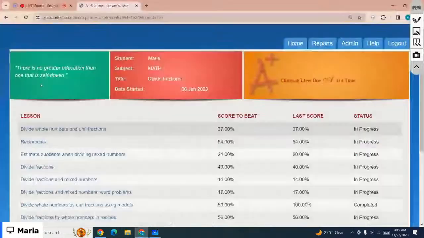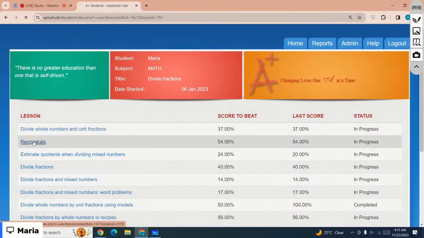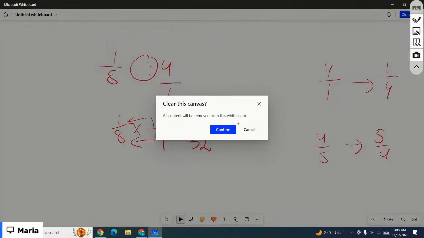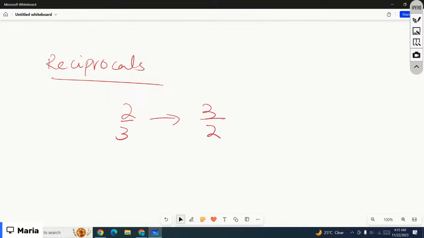Okay, the next lesson is reciprocals. So when we are multiplying fractions, we learned what a reciprocal is. Let me just explain again. Reciprocal means simply interchanging numerators and denominators. For example, you have 2 over 3. The reciprocal of 2 over 3 is 3 over 2. You just have to interchange numerator and denominator. You have 1 over 2. The reciprocal is 2 over 1, right?